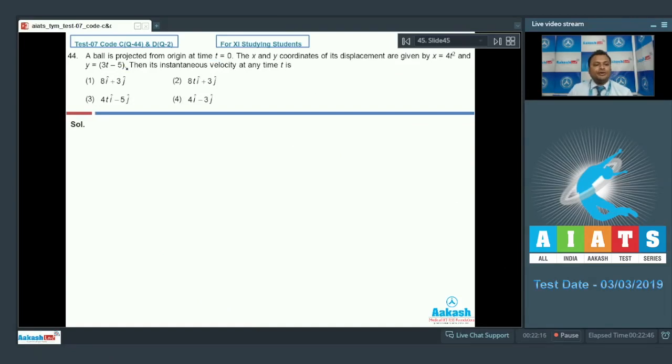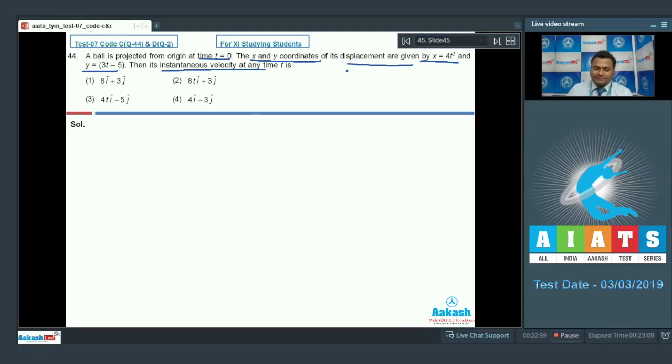Here is question number 44. A ball is projected from origin at time t equals 0. X and y are coordinates of its displacement. Along the x-axis it is 4t square and along the y-axis it is 3t minus 5. So the position is actually time dependent. We have to calculate the instantaneous velocity at any instant of time.